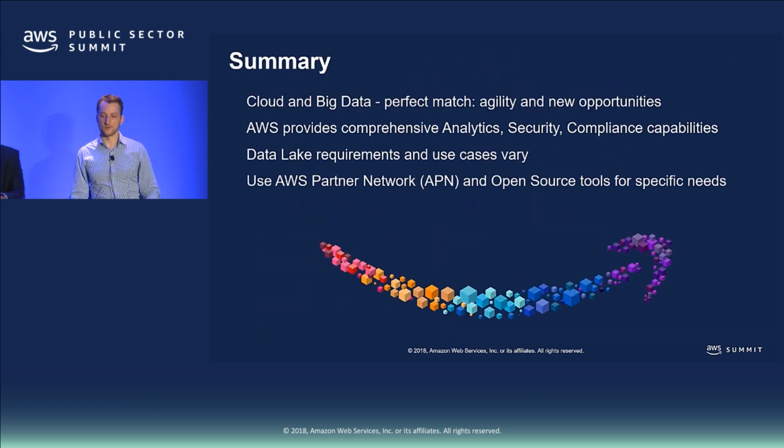So in summary, we'd like to say that cloud and big data are a perfect match. They provide agility and new opportunities for your business. As you saw in this presentation, AWS provides comprehensive analytics, security, and compliance capabilities. Data lake requirements and use cases vary. And please take a look at AWS Partner Network and open source tools like we did for your specific needs.